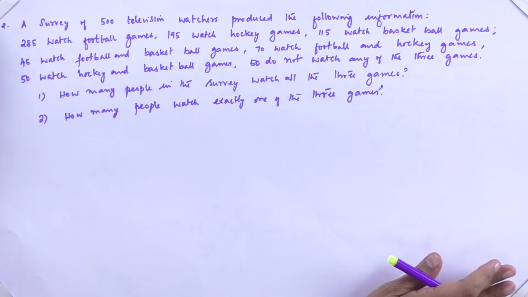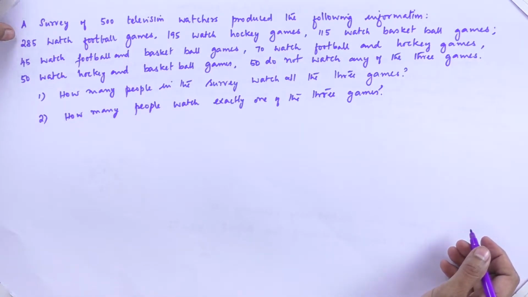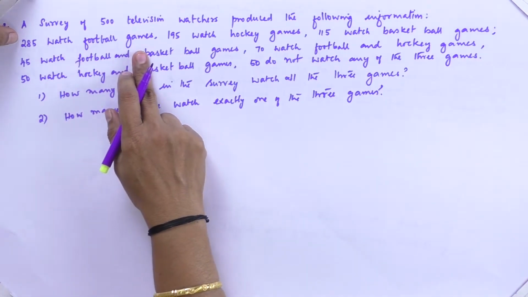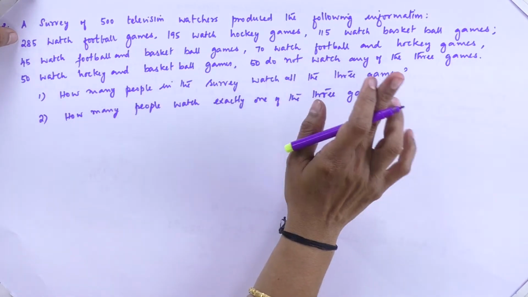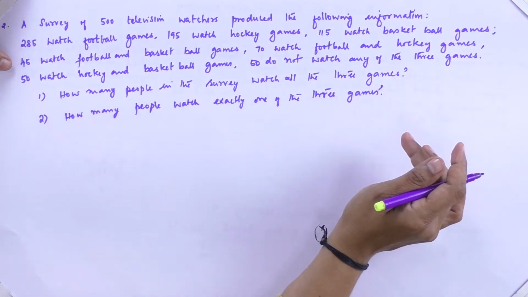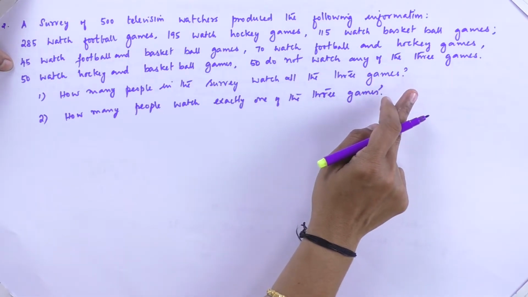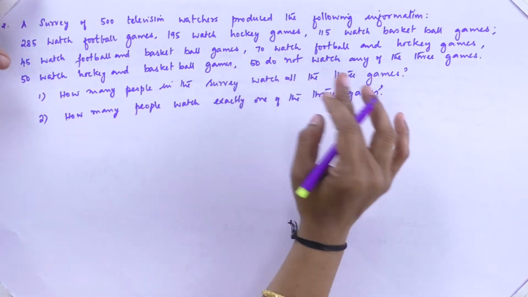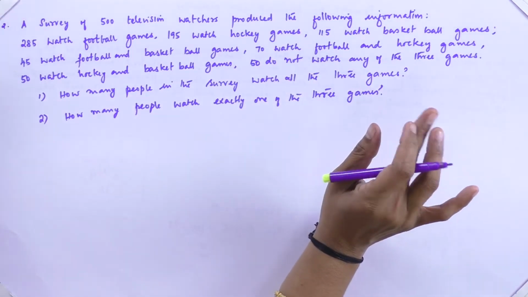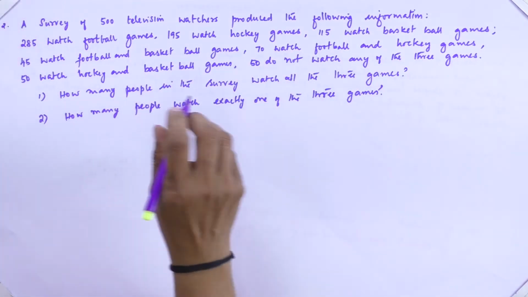Let us see another example also. This is also a very simple thing. A survey of 500 television watchers produced the following information. 285 watch football games, 195 watch hockey games, 115 watch basketball games, 45 watch football and basketball games, 70 watch football and hockey games, 50 watch hockey and basketball games. 50 do not watch any of the 3 games. There are 3 games, and 50 do not watch any of these 3. With this, we are supposed to find the following subdivisions.